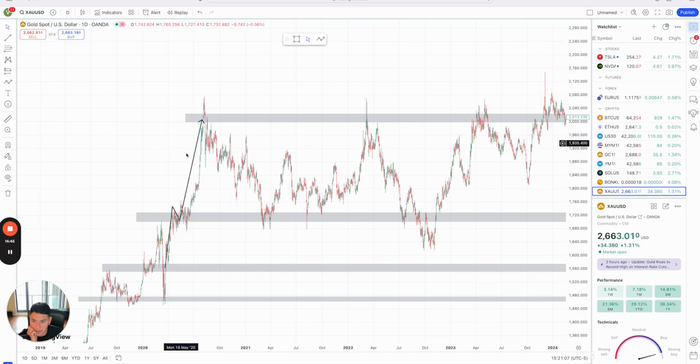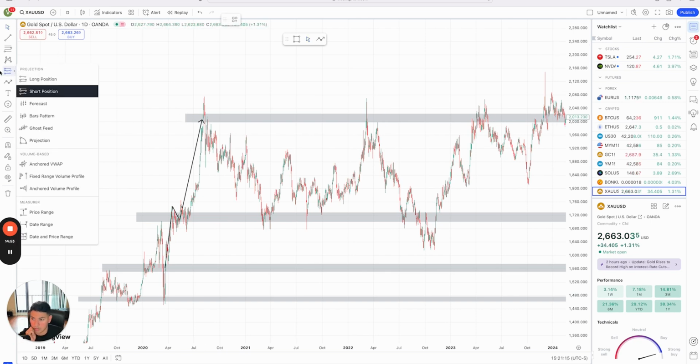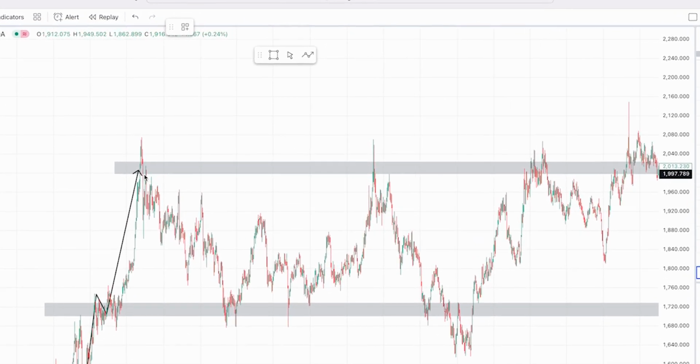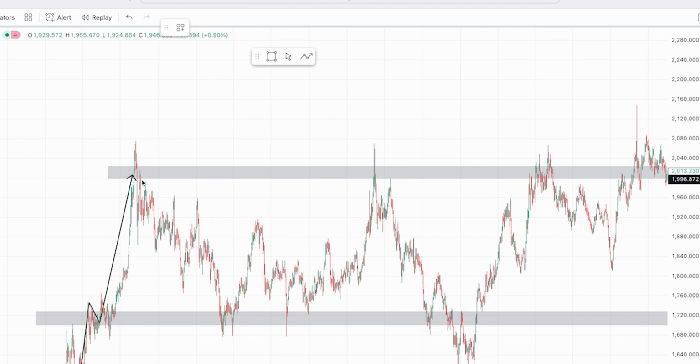So what happens if we were up to this resistance and we didn't retest it? It was going to be a sell-off. Okay, so we are going to go right here on the left-hand side and we are going to be shorting this thing. We are going to use a short position.